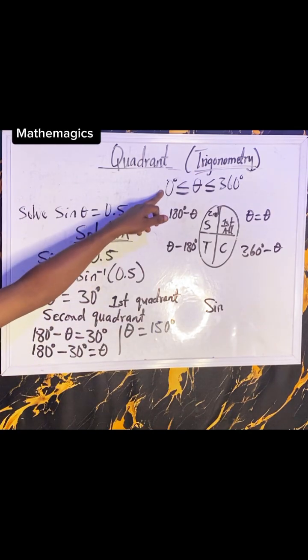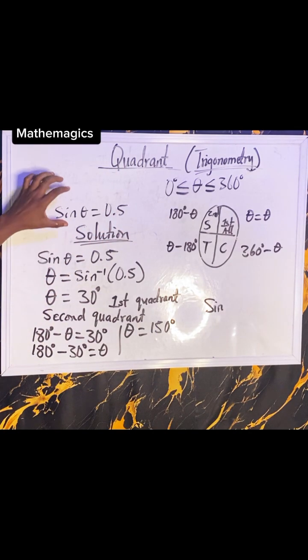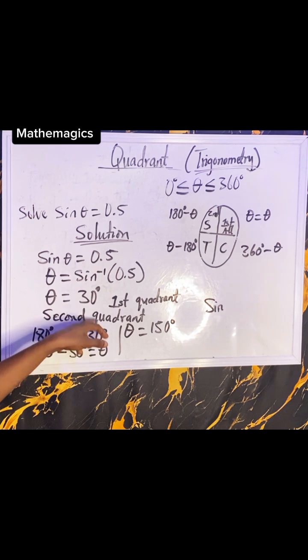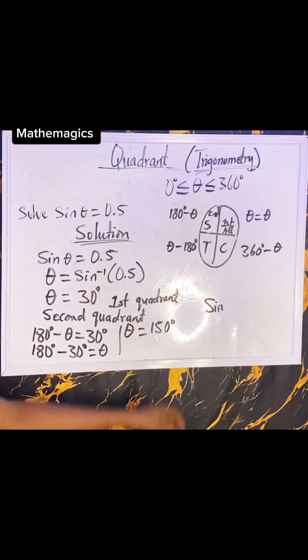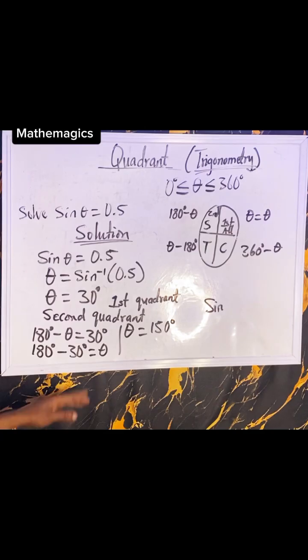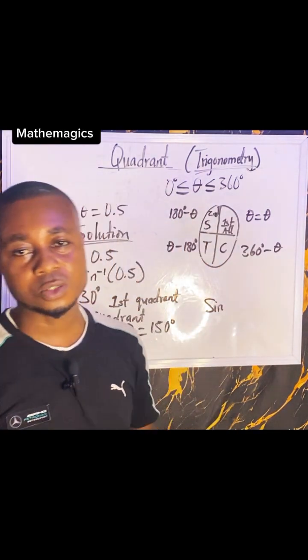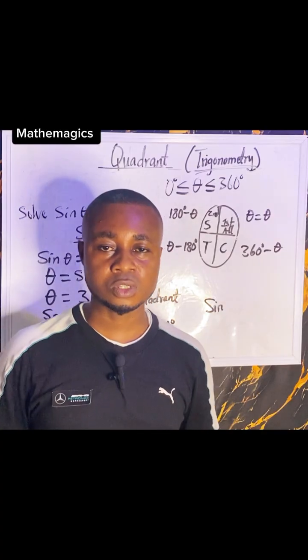Considering this, we can now deduce that the value of this theta in the first quadrant is 30 degrees. Then the second quadrant is 150 degrees. So that is how you apply this kind of question. Thank you. More questions on the way.